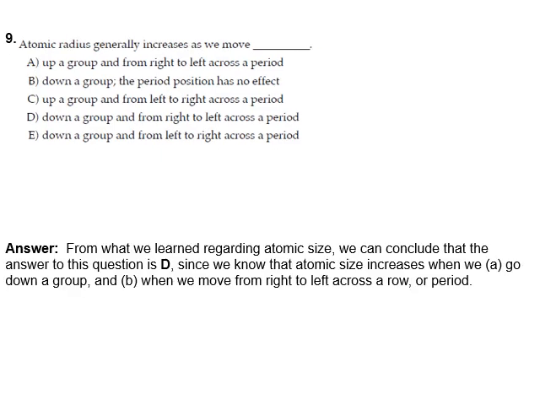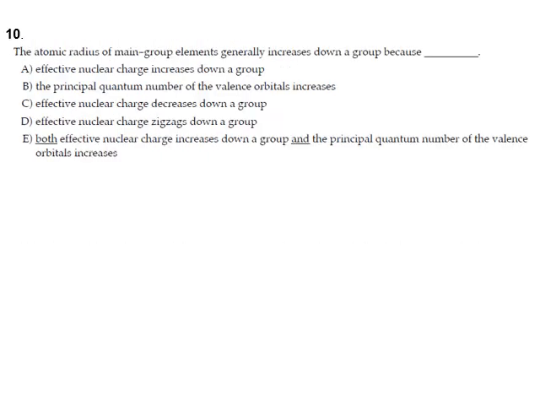So I'm going to click again on this one. Number 10, the atomic radius generally increases down a group because, so now they're saying why does it get bigger as you go down the chart? And the answer is B. The principal quantum number increases. In other words, what that means is that every time we go down a group, every row has one more layer of electrons on it, if you want to think of it that way.